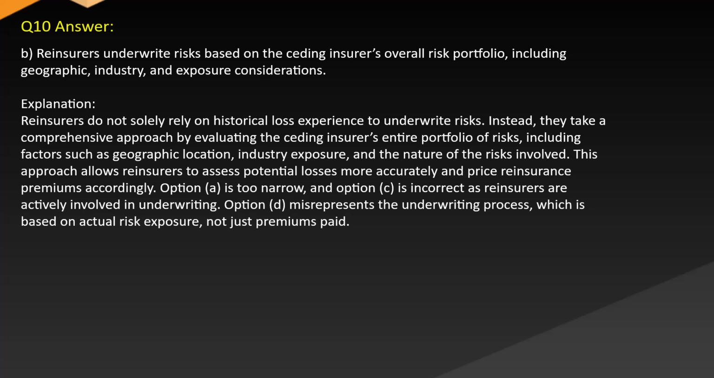Option A is too narrow, and option C is incorrect as reinsurers are actively involved in underwriting. Option D misrepresents the underwriting process, which is based on actual risk exposure, not just premiums paid.